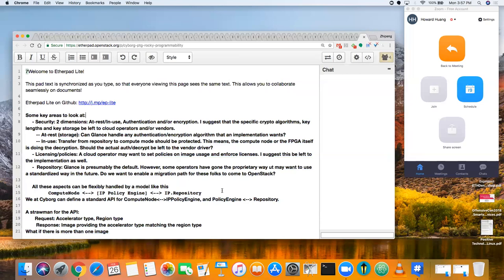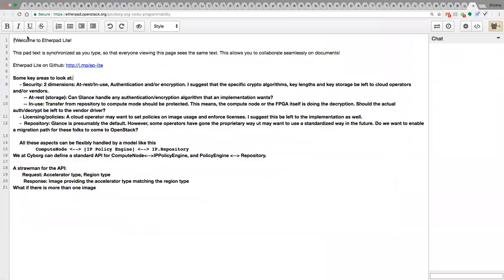So broadly, I'm saying three things here. If you look at programmability, there are three things that you consider. One is security of the images, both at rest and in use. When you're storing it in a repository, you have to provide for either authentication or encryption. When it is being transferred from the repository to the computer or the program, again, in-flight, during the transfer, we need to make sure the image is protected. Those are two things to consider.